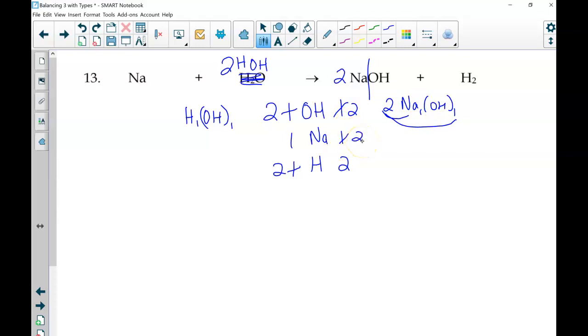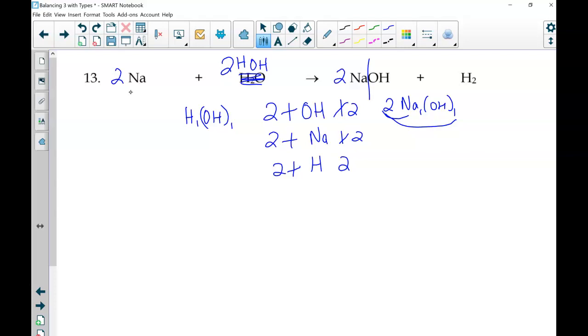So now hydroxide is fixed, but now I messed up sodium. So now I got to fix sodium. I put a 2 here. So as you can see, I now have 2 and 2 for hydroxide, 2 and 2 for sodium, and 2 and 2 for hydrogen. When each side of each piece is the same number, you're balanced. I would read this to you as a 2, 2, 2, 1.